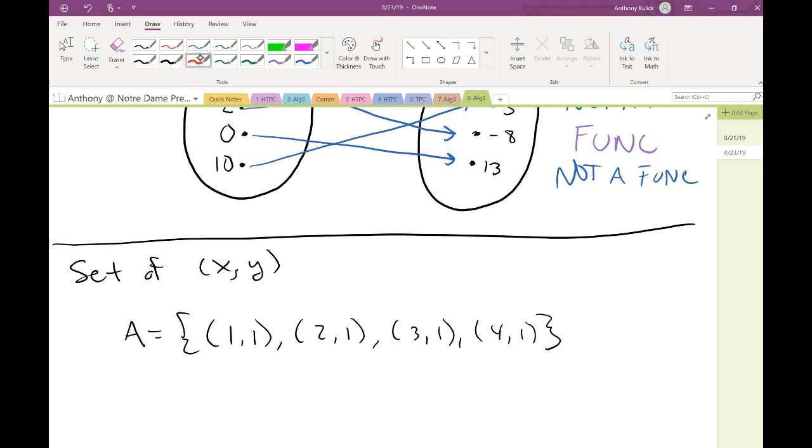So if I look at that, is this a function? Do I have each x paired with exactly one y? Yes. Does it matter that the y's are used more than once? No. This guy is a function.